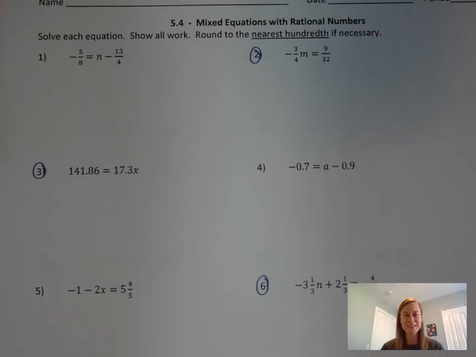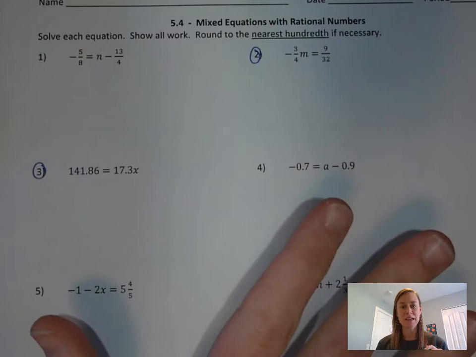Hey there, math students. I have got some more equations with rational numbers for you today. No notes today, we're just going to work off the assignment again.